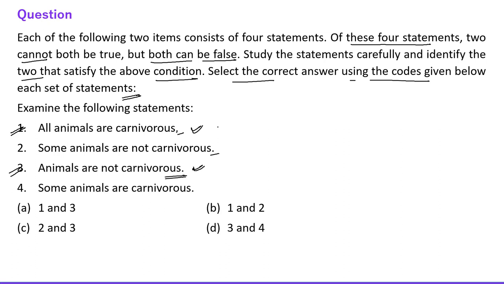So they cannot be both true together, right? So obviously these two statements are satisfying the given condition in the question. So option A will be considered the right answer, right? Statement number one and three cannot be true together. Okay, now let's talk about the next question.